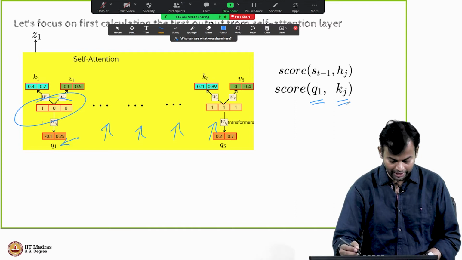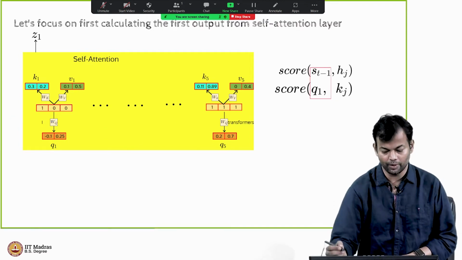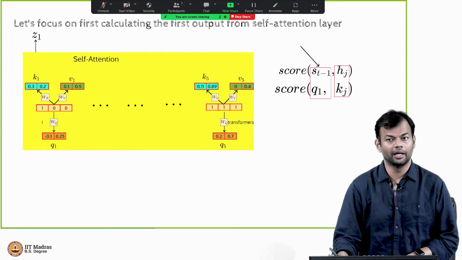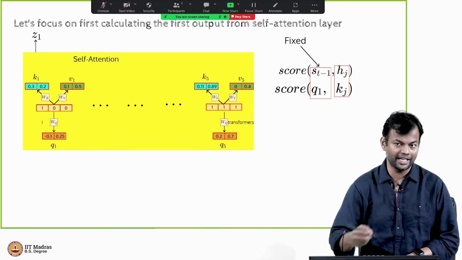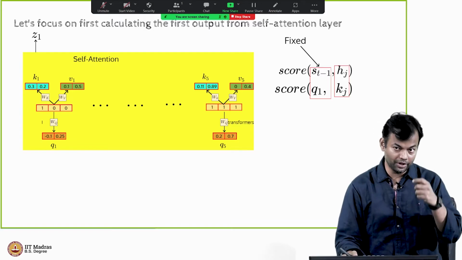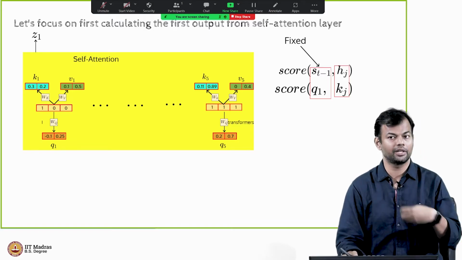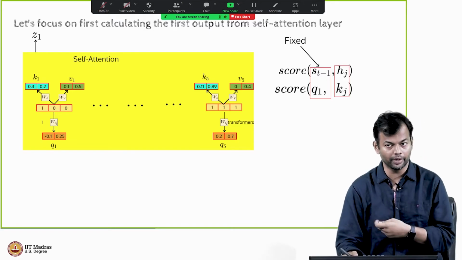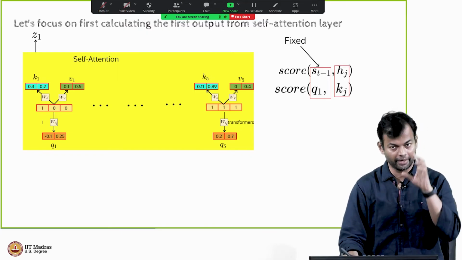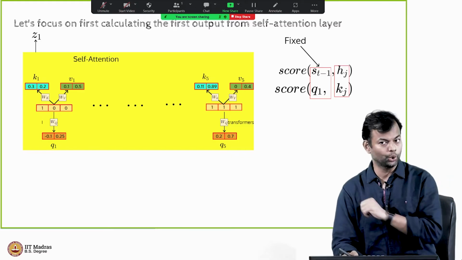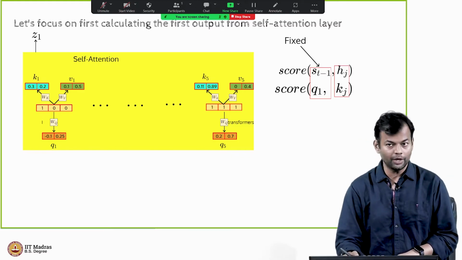scores, right? So earlier the st minus 1 was fixed, because that was the state of the decoder at time step t minus 1. That did not change. So that was in some sense my query, because at time step t I was interested in knowing the weights of all the input words. Now with respect to my query, or my first word or my word of focus, I want to know the weights of all the other words. So that word is going to remain fixed.